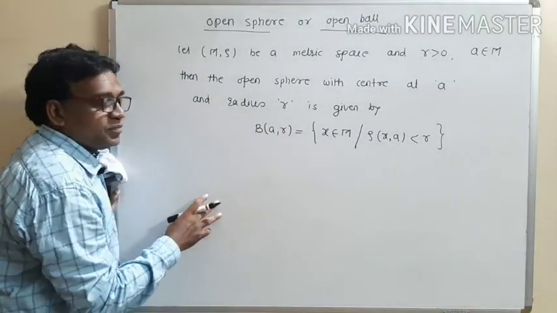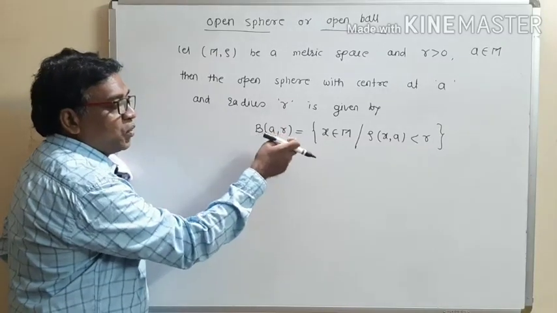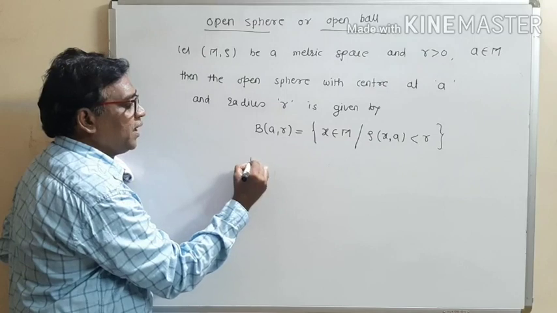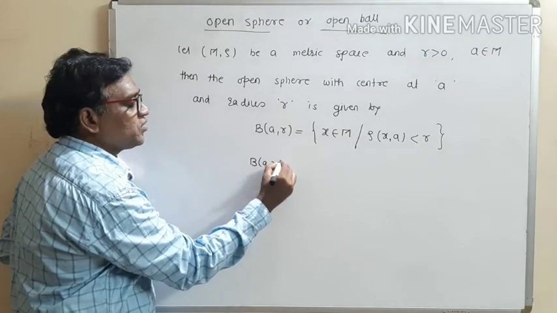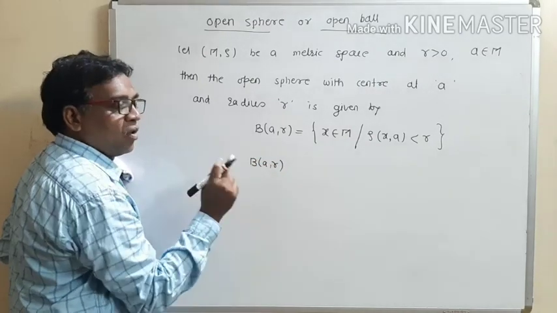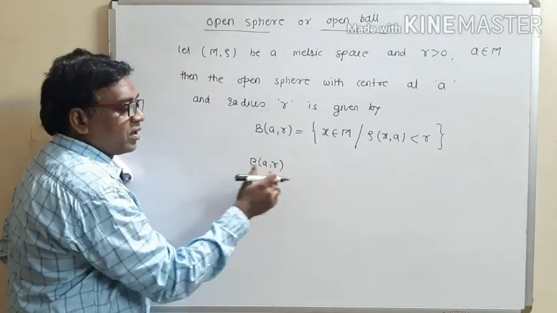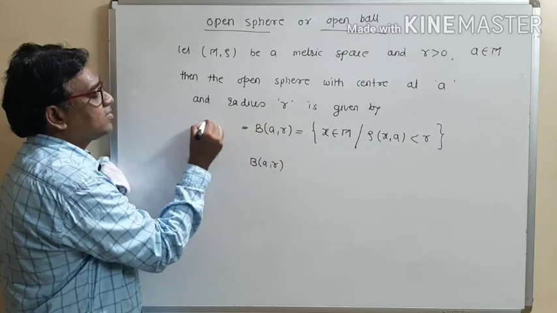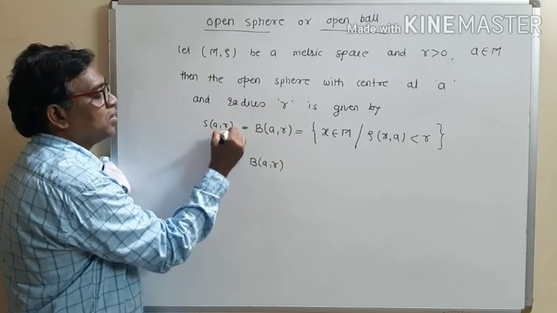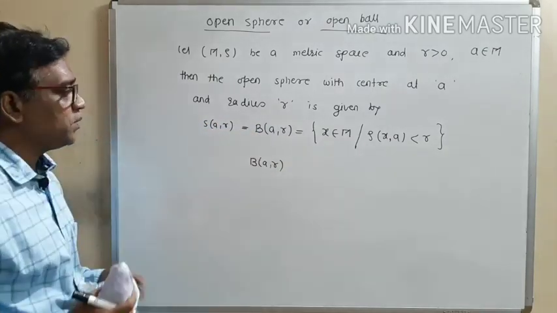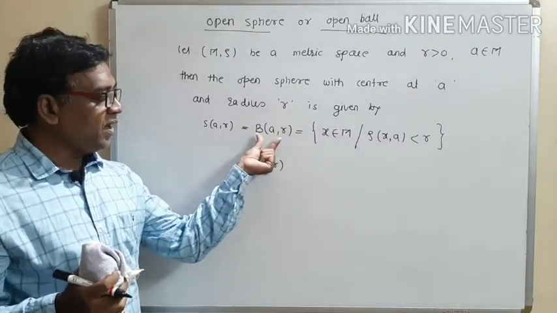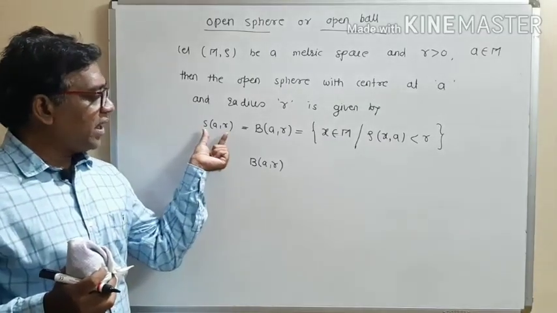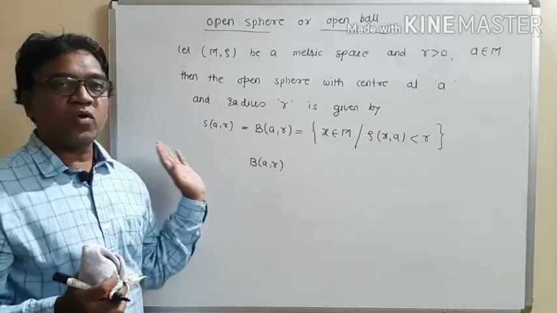So see, this is the notation for open sphere or open ball. B(a, r) is the notation for open sphere or open ball. Or instead of B, we can write this notation as S(a, r) also. These are the notations for open sphere or open ball.